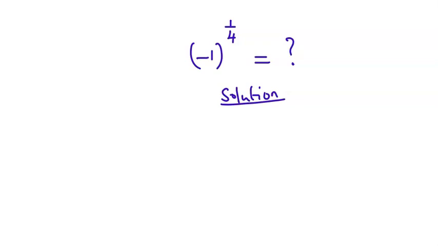His awesome looking identity: e raised to the power of i theta is equal to cosine of theta plus i sine of theta, right? But how can we use this to solve this problem? Is that related to what we're saying? The answer is no. But we can make this look somehow related.